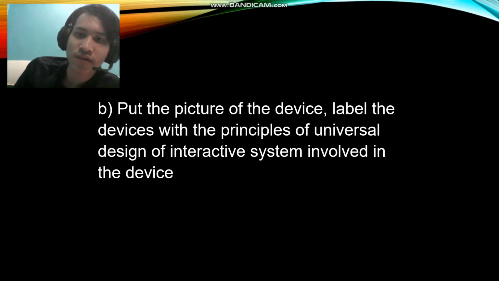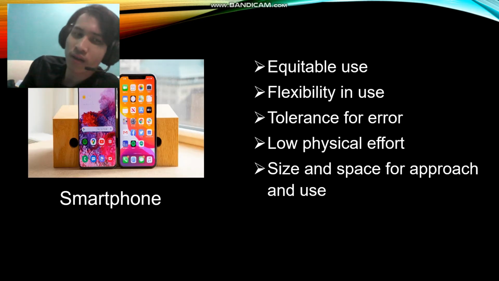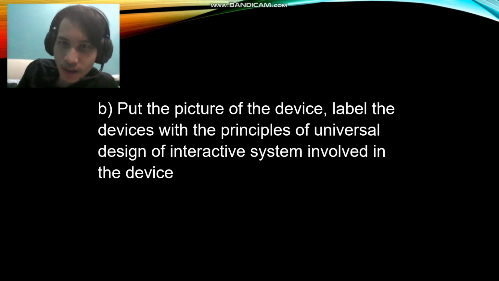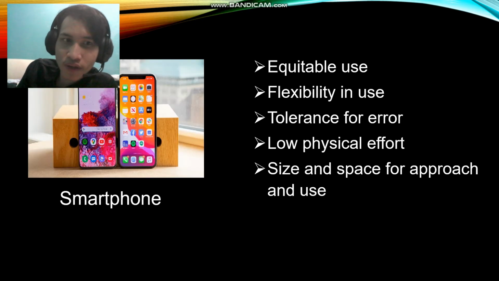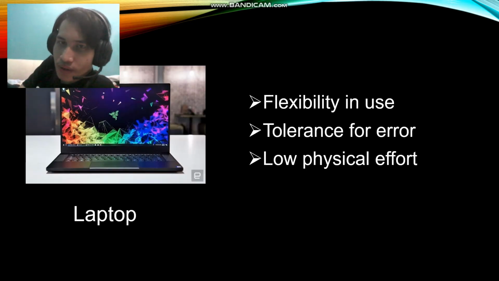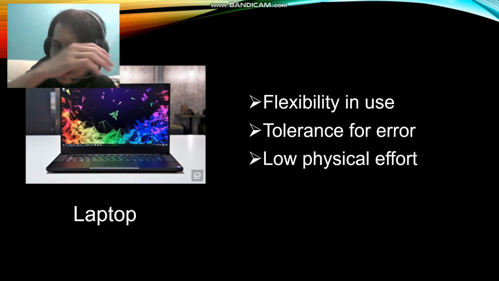Okay, second question. Put the picture of the device, label the device with the principle of the universal design of interactive system involved in the device. Okay, first, smartphone. Its principles of universal design are equitable use, flexibility in use, tolerance for error, low physical effort, and size and space for approach and use. Second device is laptop. Its principles of universal design are flexibility in use, tolerance for error, and low physical effort.